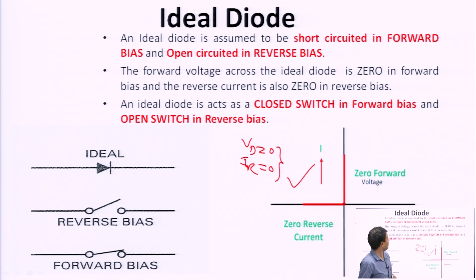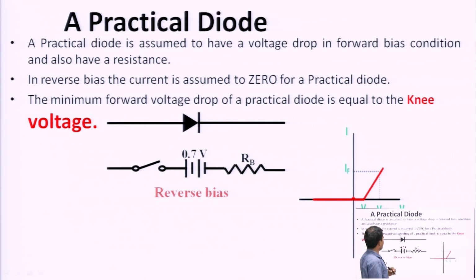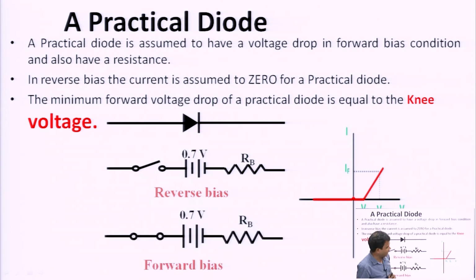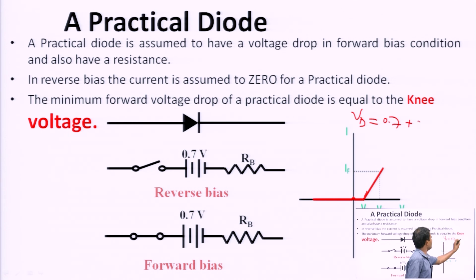Now, the practical diode. There is the practical diode and the simplified practical diode. If the diode is practical, the diode is replaced by a 0.7 volt battery and a resistance Rb, the diode resistance, and this is the graph. This means conduction starts at 0.7 volts. Here Vd is equal to 0.7 plus IR, where I is the current and R is the resistance of the diode. This is the graph of the practical diode.